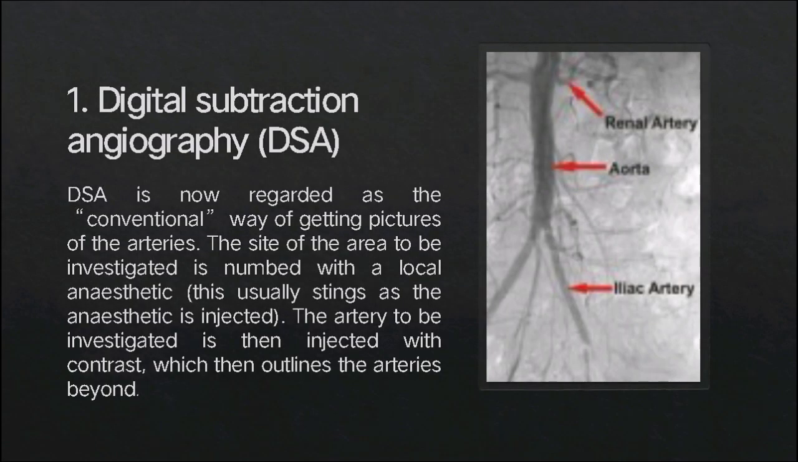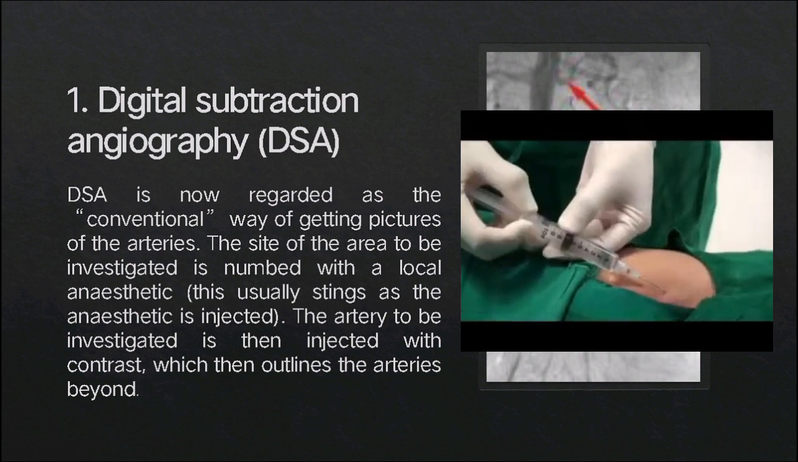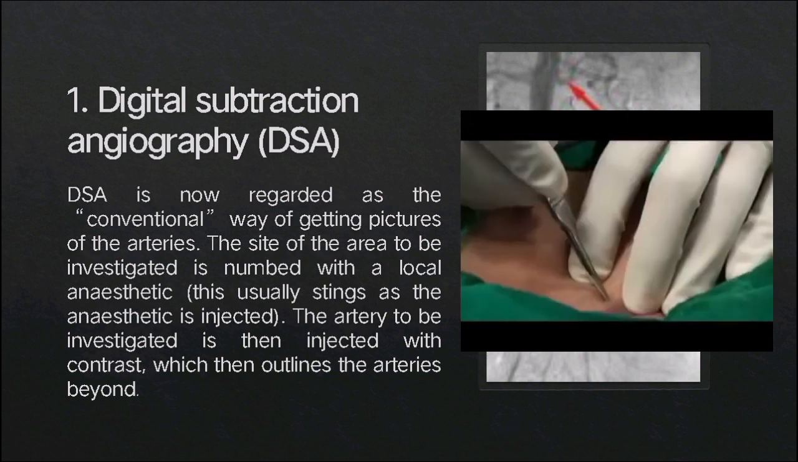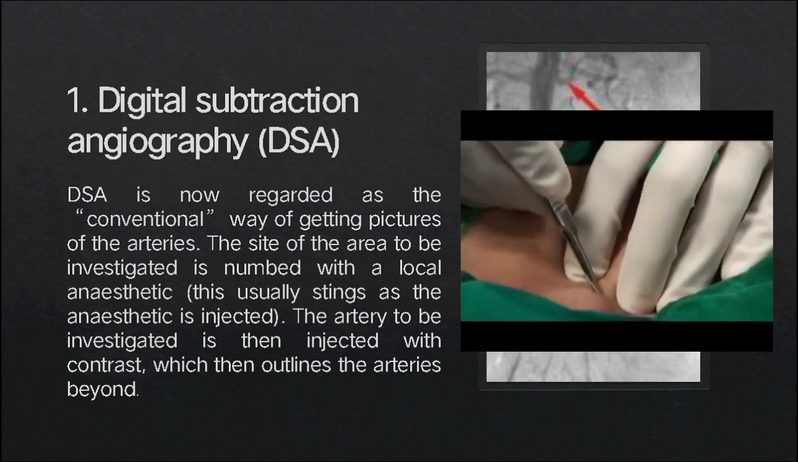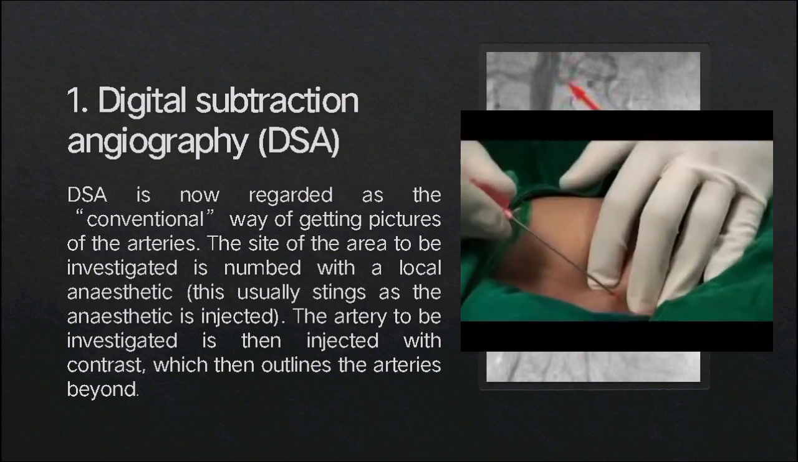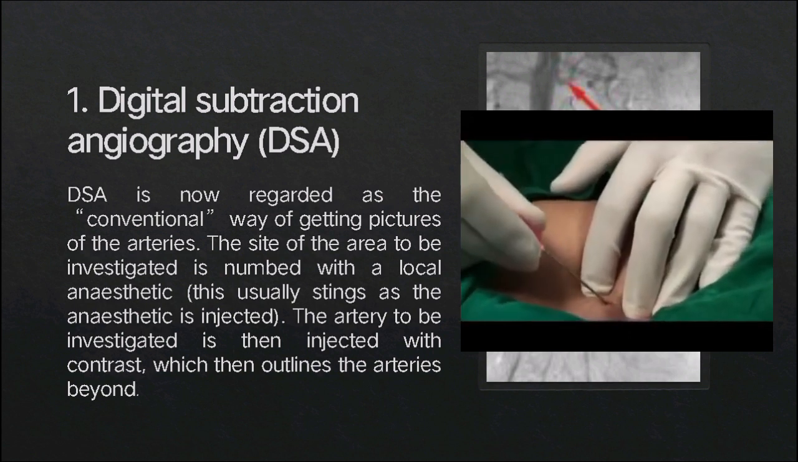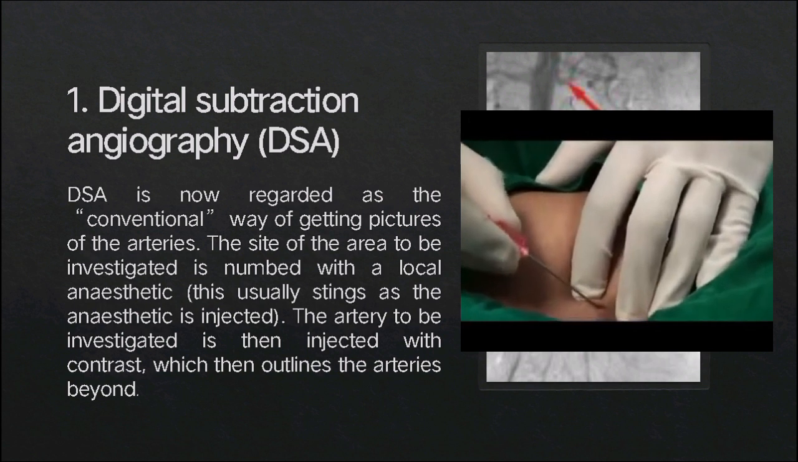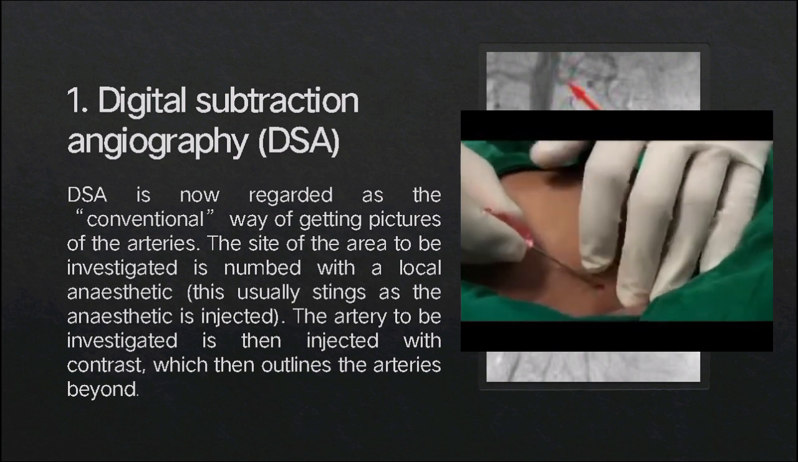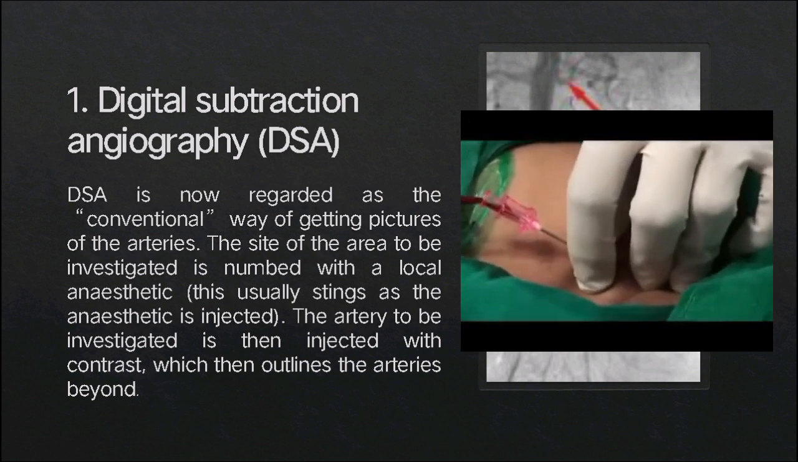Digital subtraction angiography or DSA. DSA is now regarded as the conventional way of getting pictures of the arteries. The site of the area to be investigated is numbed with a local anesthetic. This usually stings as the anesthetic is injected. The artery to be investigated is then injected with contrast, which then outlines the arteries beyond.